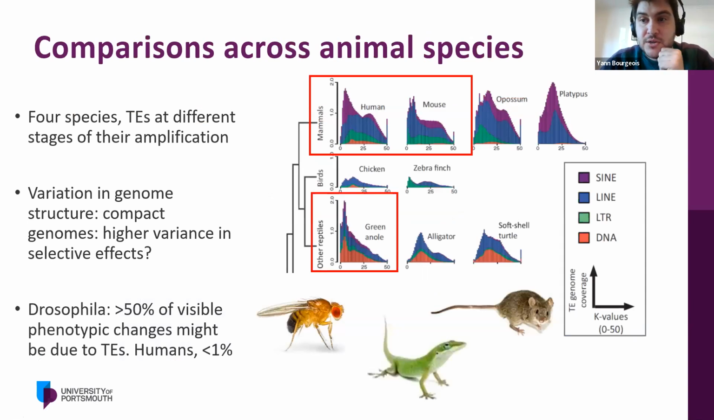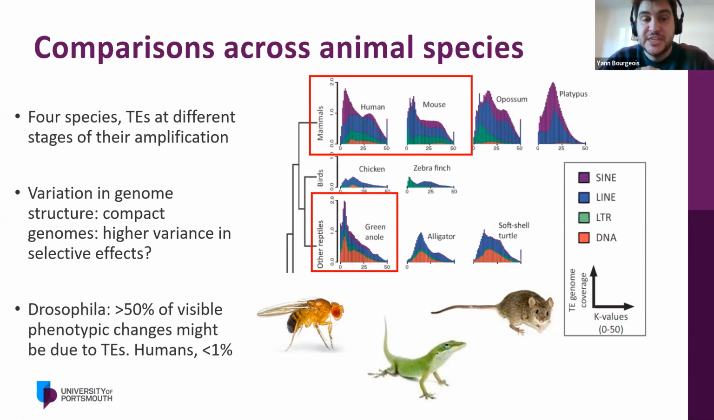So to do that, I propose to study 4 different species. I'm interested in vertebrates, for example, and we could examine TEs at different stages of their amplification in different models: the green anole, humans, and mouse. It's interesting because they differ in the TE content, so they don't necessarily have the same dynamics. They don't have the same genome size. It would also be interesting to include Drosophila in there. And there are different expectations that we can draw because they don't have the same genome size.